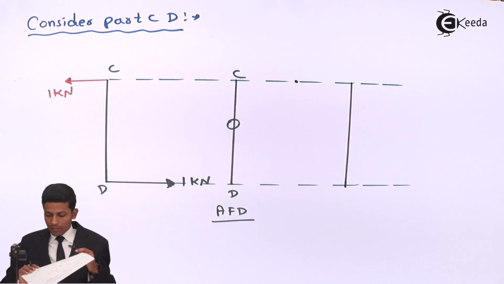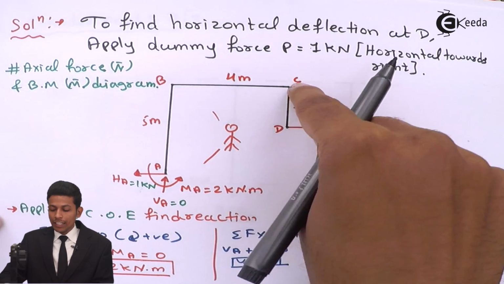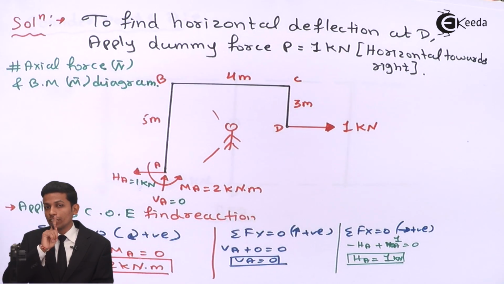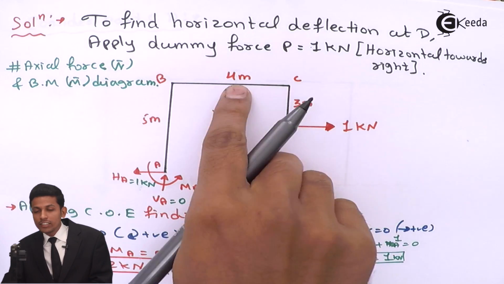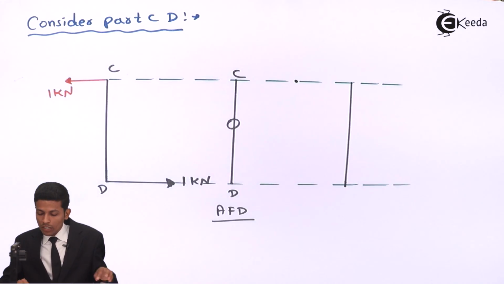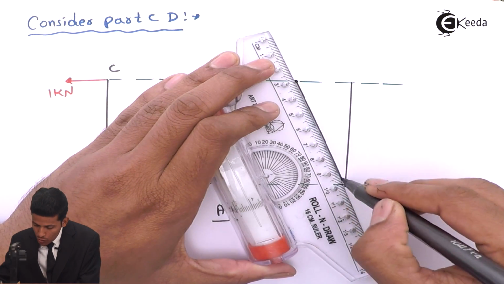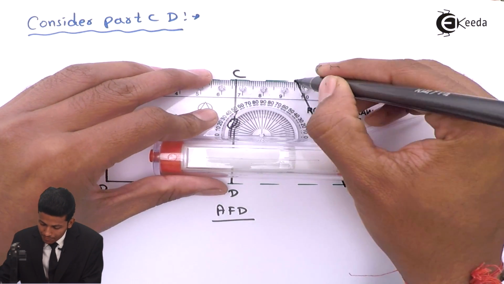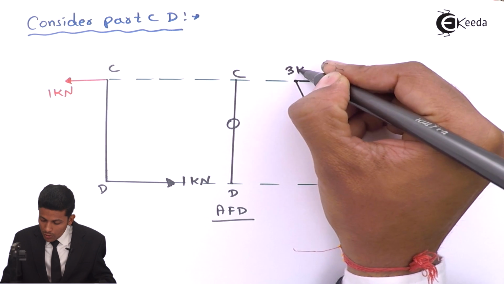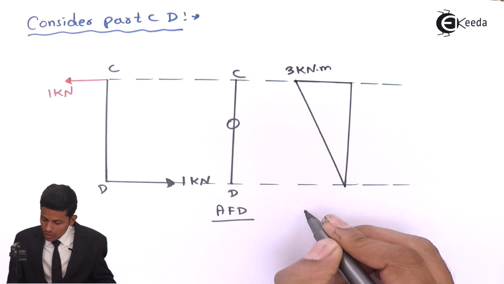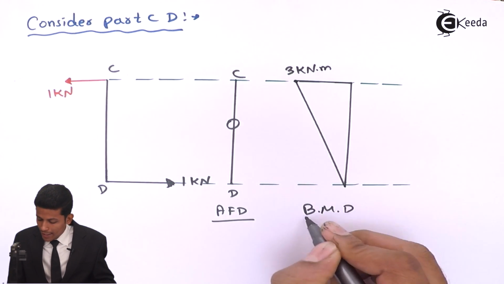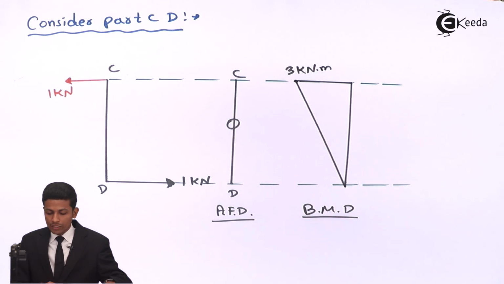Now see, this CD part we have got the value of positive 3 kilonewton, means we have to draw inside the frame like this. So 3 will come over here and at D will be 0. So this is our 3 kilonewton meter, and this is your bending moment diagram. I hope you understand this video.